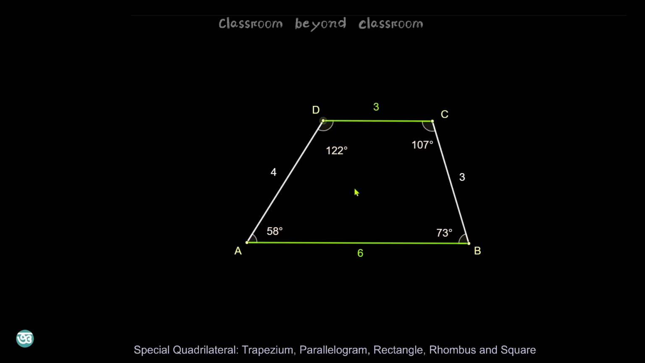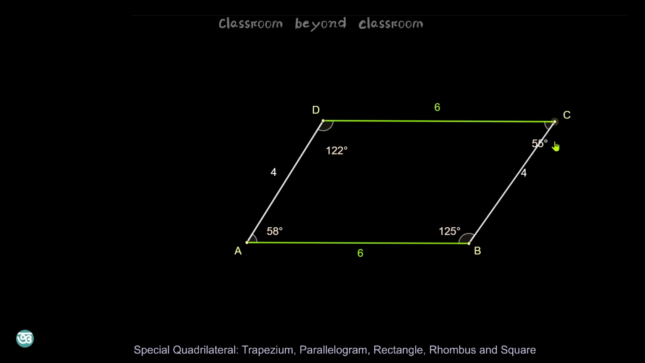Now the question is, how can a trapezium become a parallelogram? A trapezium has one pair of opposite sides parallel to each other, but if both pairs of opposite sides are parallel to each other, then it becomes a parallelogram.